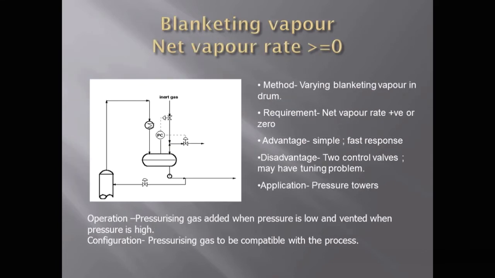The second case we consider is blanketing of vapor. This is applicable when the net vapor rate is sometimes zero, or sometimes you can have slightly a positive value. Here on the overhead receiver, you have got a split range control. When the vapor production is there, the gas will be sent out from here to the downstream receiver. If the pressure is low, that is no gas is coming in, nitrogen will be opened up to pressurize the system.